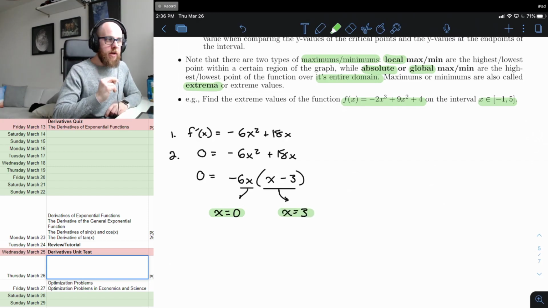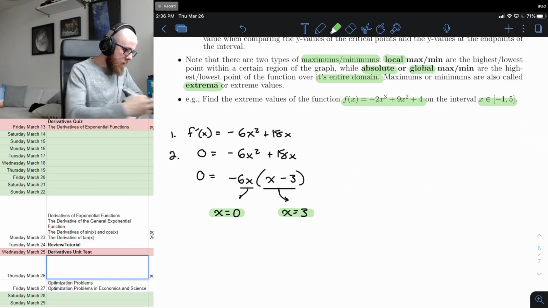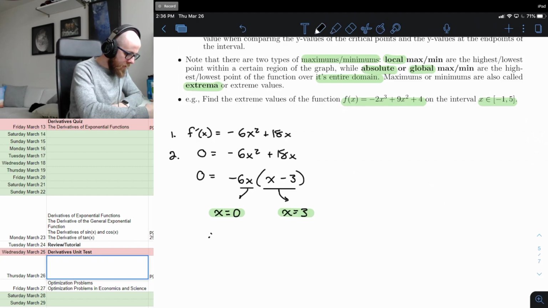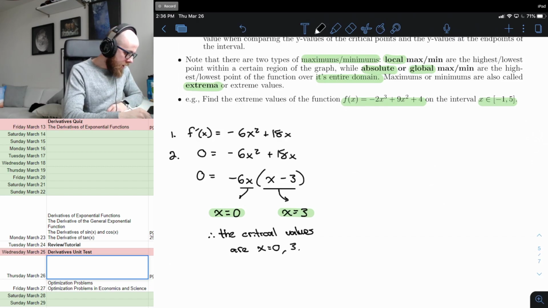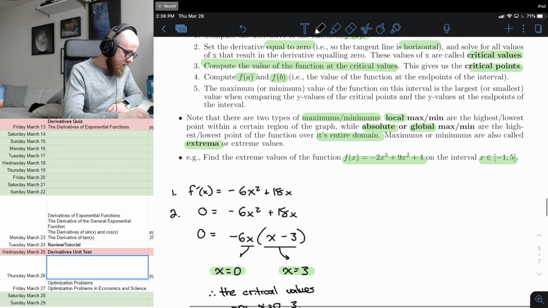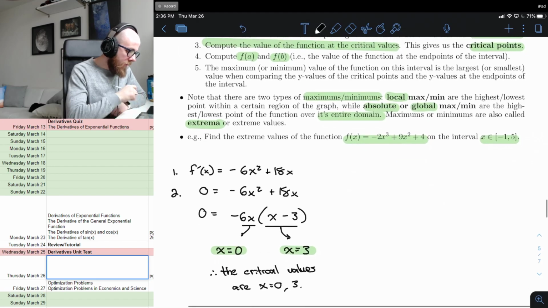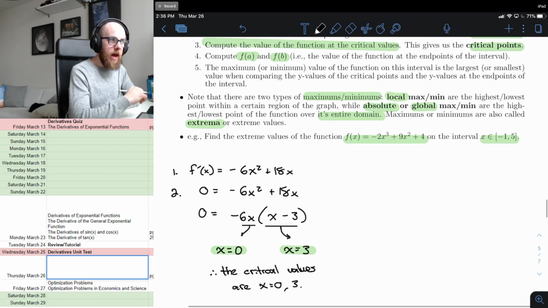Step 2, done. Okay, so I can conclude that the critical values are x equals 0 and 3. Step 2 is done. Step 3, I compute the value of the function at the critical values.